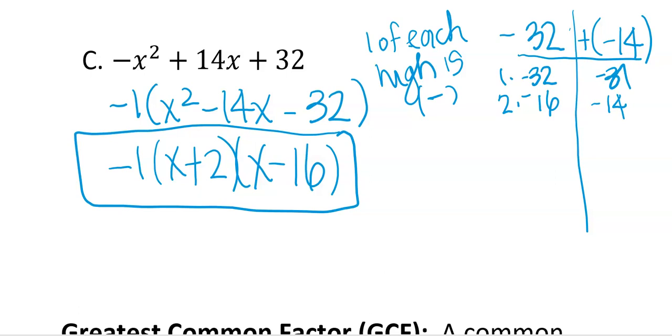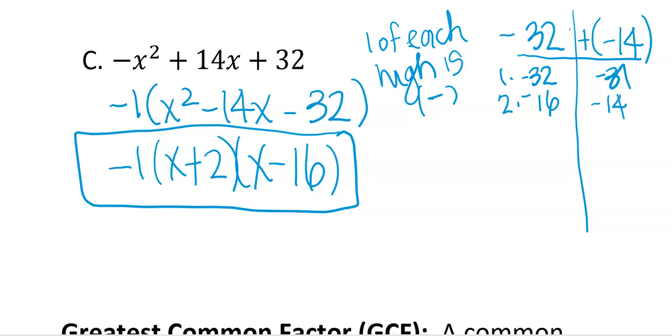So in this one, I'm just going to talk this one through because I just did it. I factored a -1 out because that x squared was negative. We always want to work with a positive number if we can. You do have to list it on the outside. You can't just say x plus 2 and x minus 16 without the negative on the front. Then I looked at changing all the signs with the items that were left.